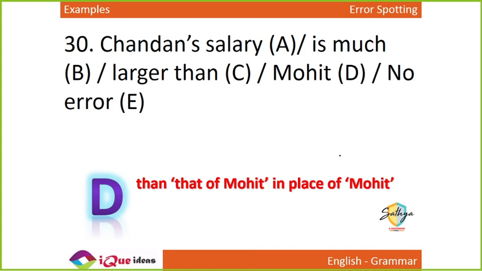Right? If you delete much, Chandan's salary is larger than Mohit. You have not corrected the main error. Chandan's salary is larger. No, much. See, if Chandan's salary is 5,000 and Mohit's salary is 4,900, then we can say Chandan's salary is larger. If Mohit's salary is 5,000 and Chandan's salary is 5 lakhs, then it is much larger. So that much actually has a meaning. Eliminating that makes a difference to the meaning. So eliminating much is not correct.